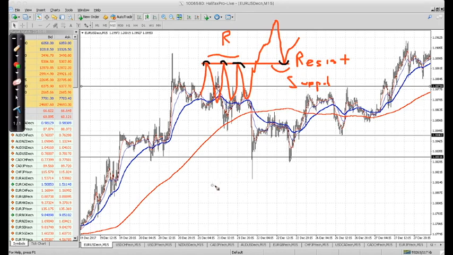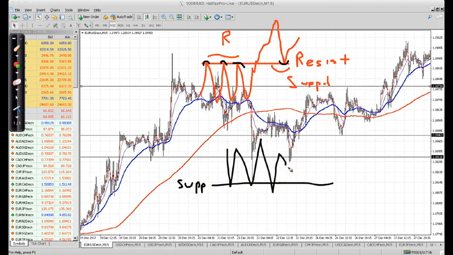Similarly, if this is a support level, and the price goes test 1, test 2, test 3, and it breaks that level, what happens? If it comes up again, oftentimes that support will become a resistance, and goes down.